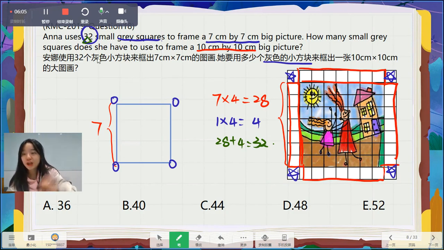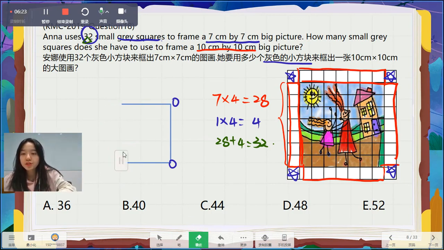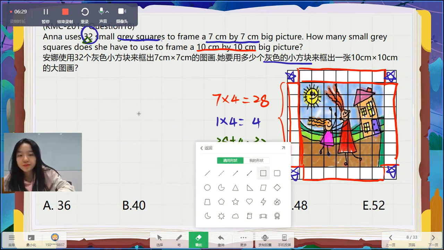This question told you the total number of squares she uses to frame the 7 by 7 picture because she wants to help you prove if your way of thinking is correct or wrong. Now let's see, if we got a square that is 10 by 10, let me give you such a shape.